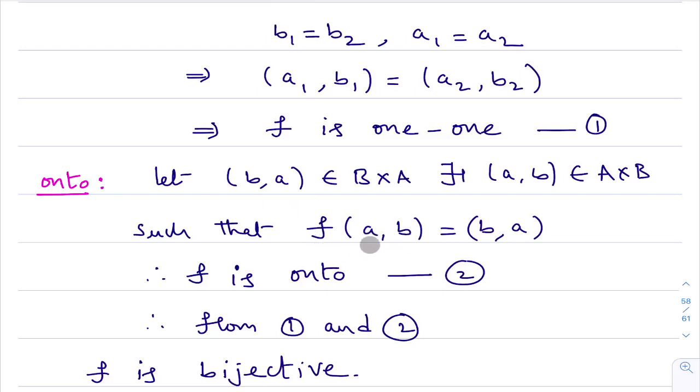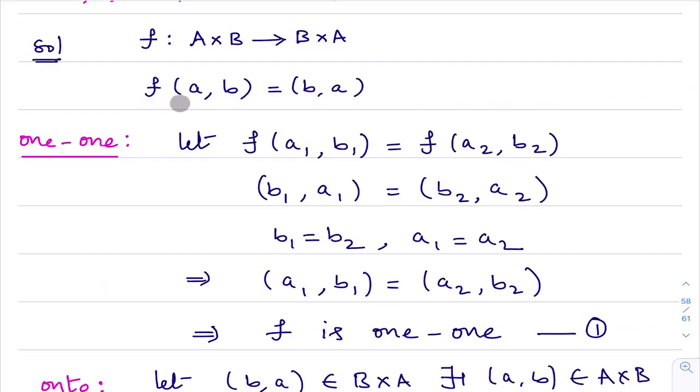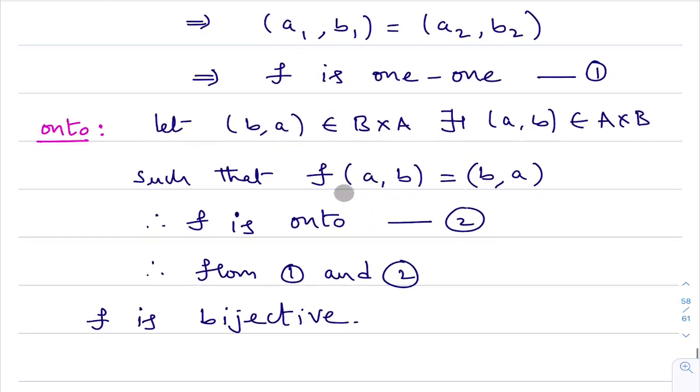But in the question itself, f of (a, b) is given. f of (a, b) is defined as (b, a). So f of (a, b) is (b, a). Try to understand. I considered one ordered pair in codomain set, (b, a). For that, respectively, I should get one element in domain set. So I am saying that there exists ordered pair (a, b) in A cross B. Now I need to check f of (a, b) equal to this element or not. But in the question itself, f of (a, b) is given as (b, a). So these two lines tell you that the given function is onto function.